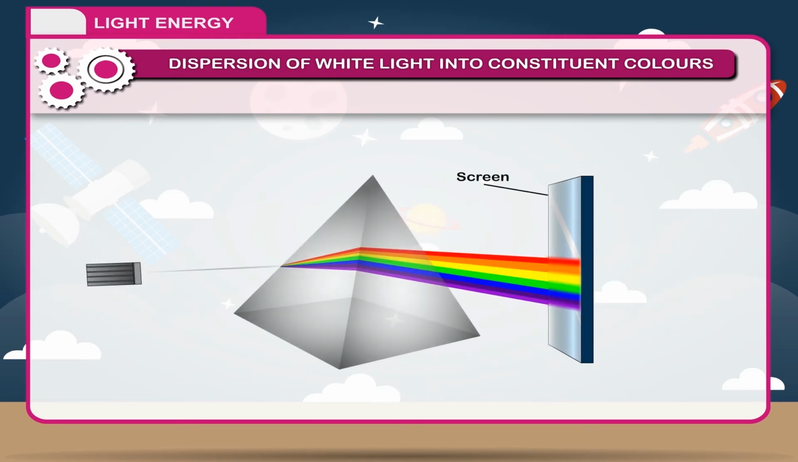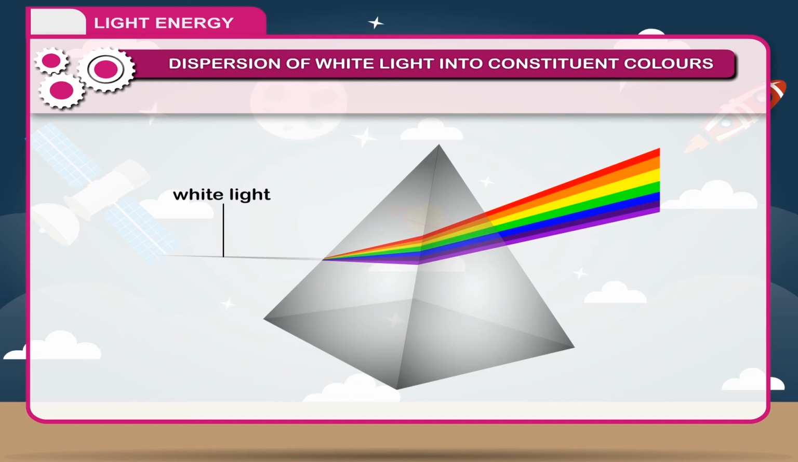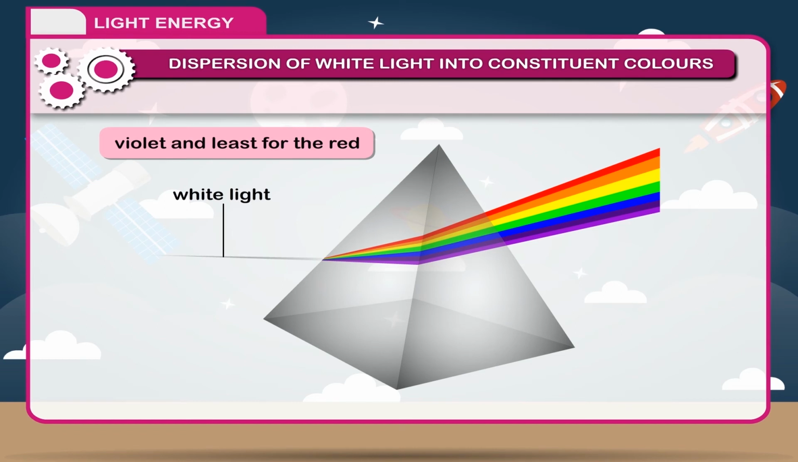Spectrum: the color band obtained on the white screen as a result of dispersion of white light while passing through a prism is called spectrum. Some important facts about spectrum are as follows. 1. White light is a mixture of 7 colors: violet, indigo, blue, green, yellow, orange, red. VIBGYOR. 2. During the passage through a prism, different colors deviate through different angles. The deviation is maximum for the violet and least for the red.